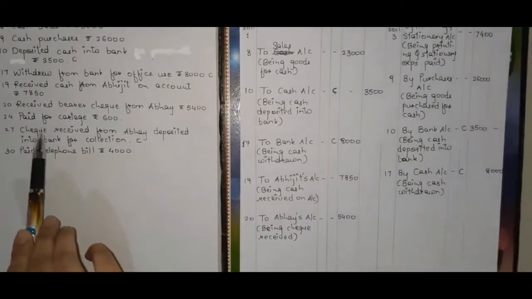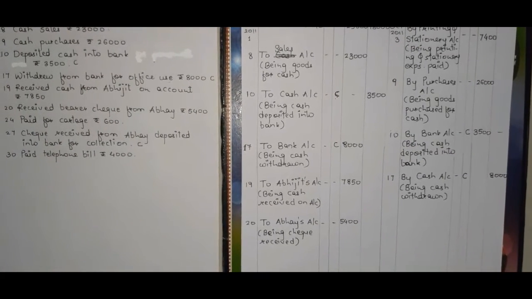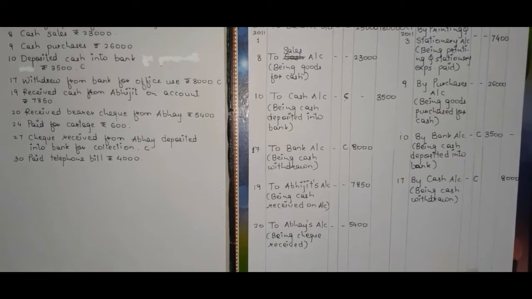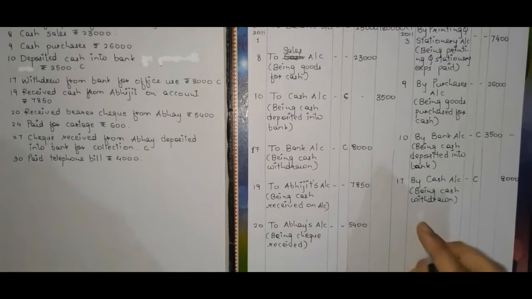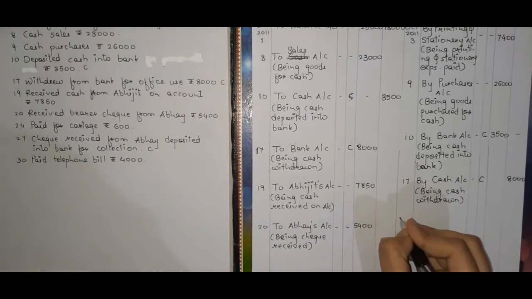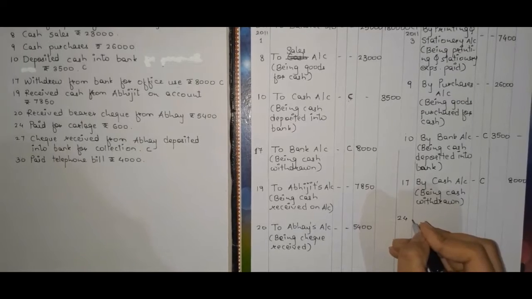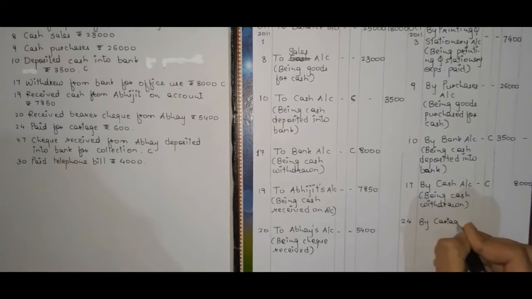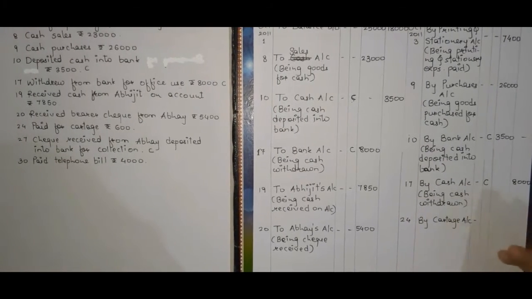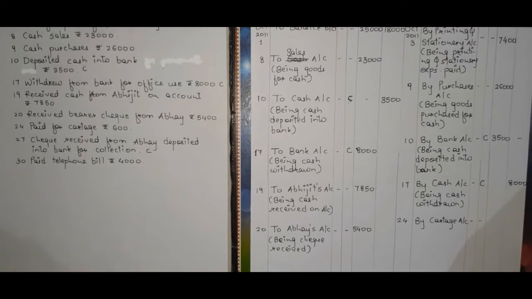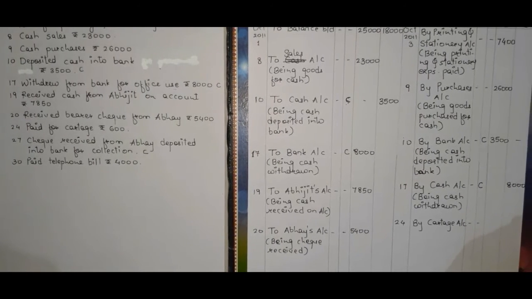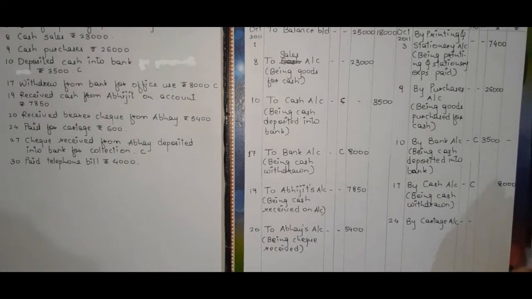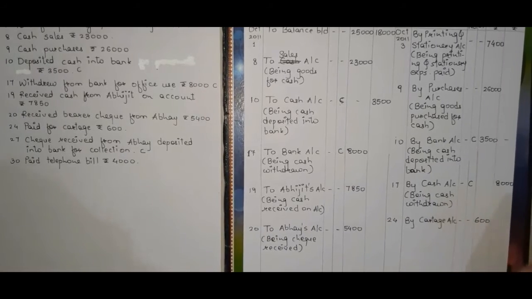Paid for cartage rupees 600. Now here we are paying for transport expenses, so we have to record it on the payment side. The date of the transaction is 24th, by cartage account. Since we are paying for cartage, so cartage account. No voucher number, no ledger folio number. Now here no mode of payment is given, like if it is paid in check or by cash, nothing, but as default we are going to write the amount in cash column of rupees 600.